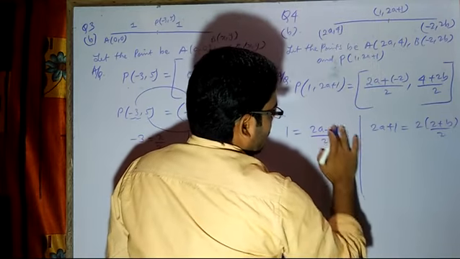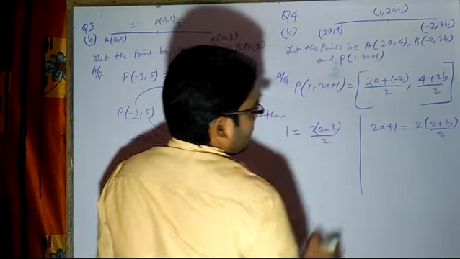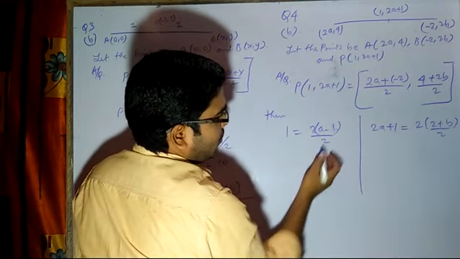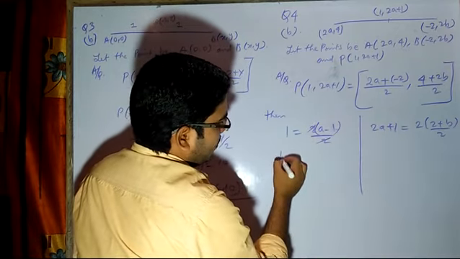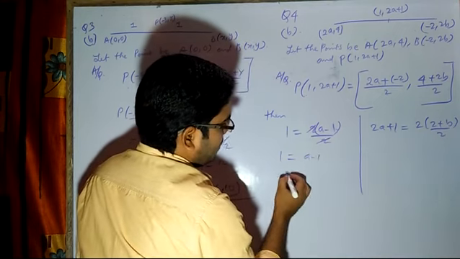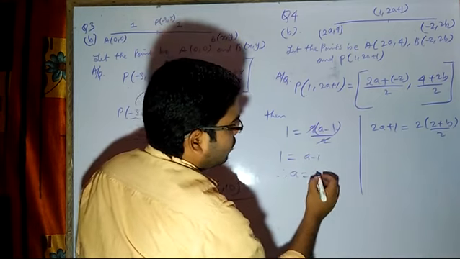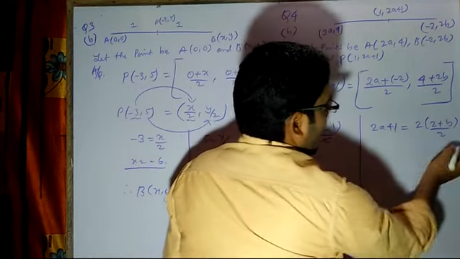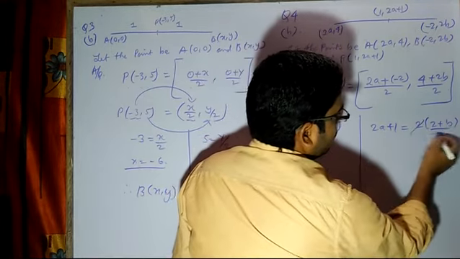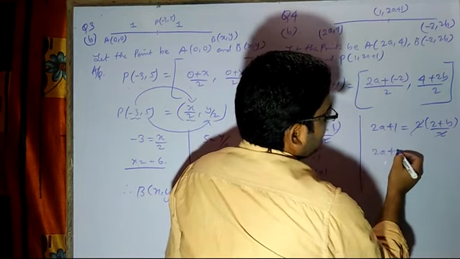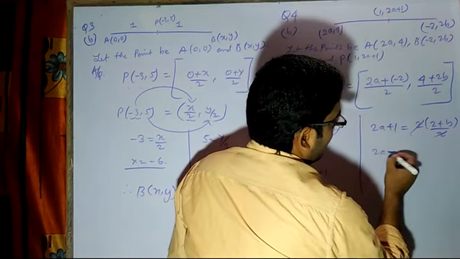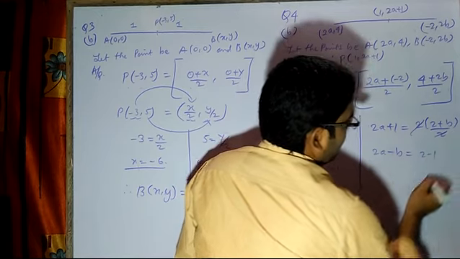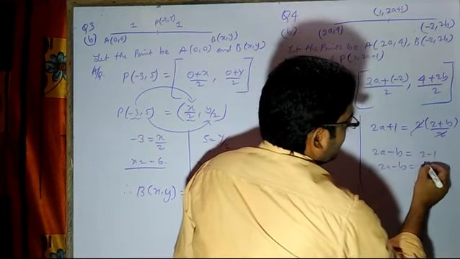Here also you can take out 2 common. So 2 cancelled. Here you will be having 1 is equal to a - 1. Therefore a will be equal to 1 + 1, that is 2. The value of a you got is 2. And here also you are having 2 cancelled: 2a + 1 is equal to 2 + b, so 2a - b is equal to 2 - 1, that is 2a - b is equal to 1.